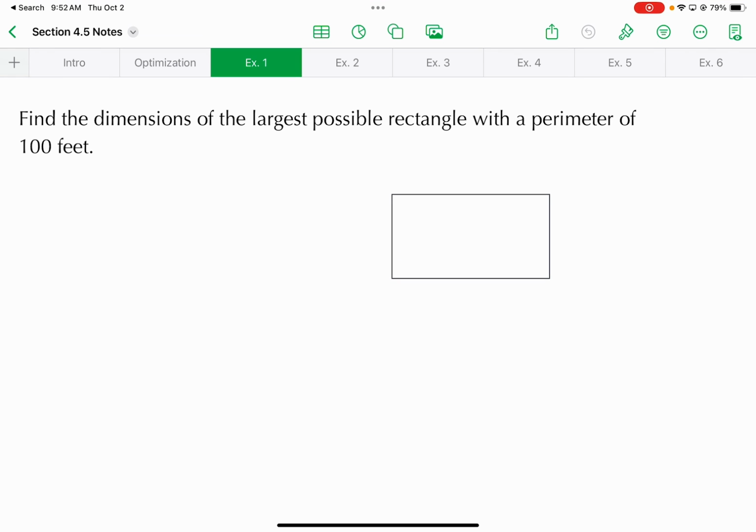Okay, so find the dimensions of the largest possible rectangle with a perimeter of 100 feet.